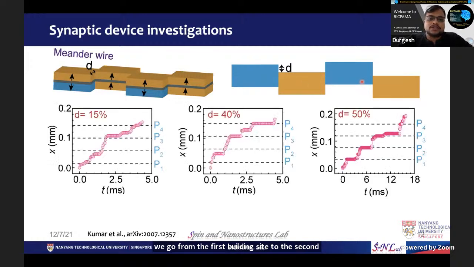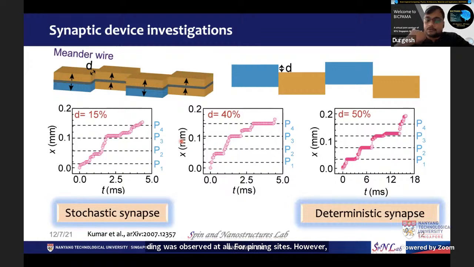So we studied the domain wall dynamics for different d values, and we observed that for d equal to 50% and above, systematic domain wall pinning and depinning was observed at all 4 pinning sites. However, for low d values, domain wall pinning was not observed. So from these, we could say that these devices can potentially be used as stochastic as well as deterministic synapses.